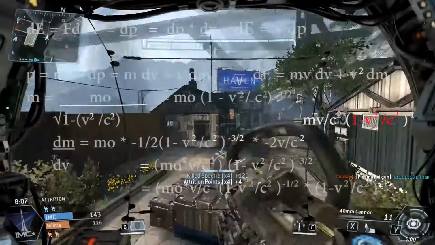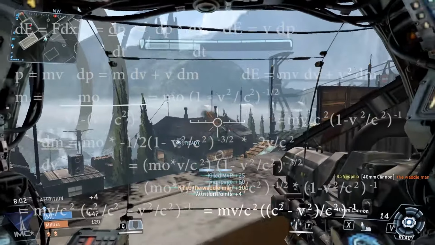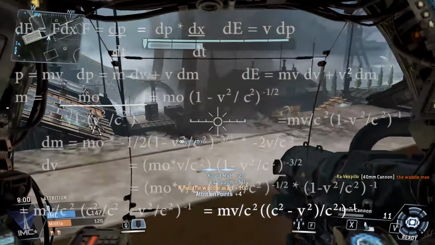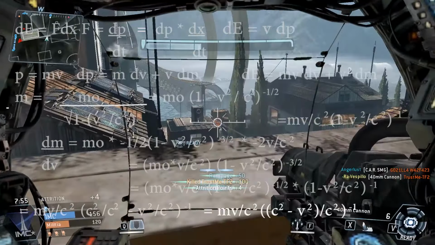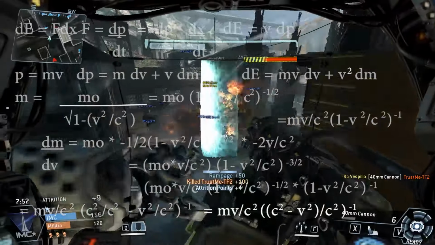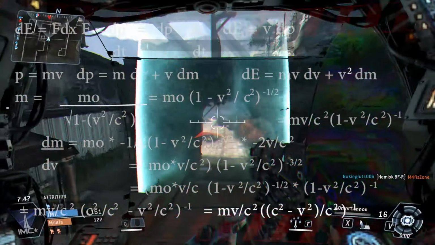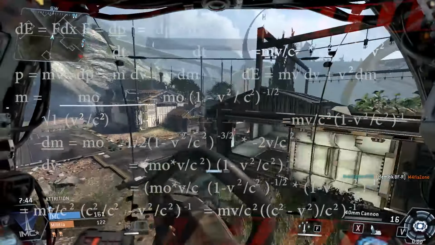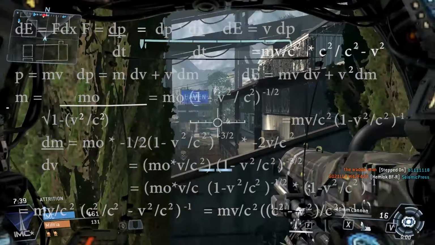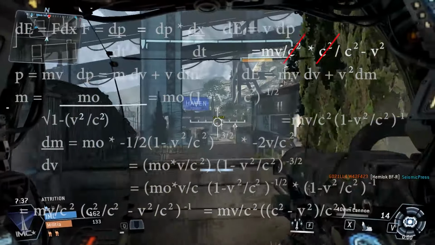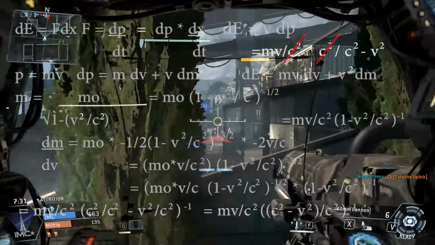Now to re-express our parentheses, we can make this mv over c squared times c squared over c squared minus v squared over c squared, all to the negative 1. This immediately gives us mv over c squared times c squared minus v squared over c squared to the negative 1. Taking the reciprocal of our parentheses, we can now express this as mv over c squared times c squared over c squared minus v squared, allowing us to cancel out our c squareds, which all still equals dm dv.